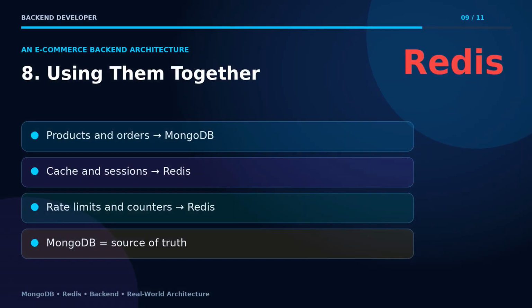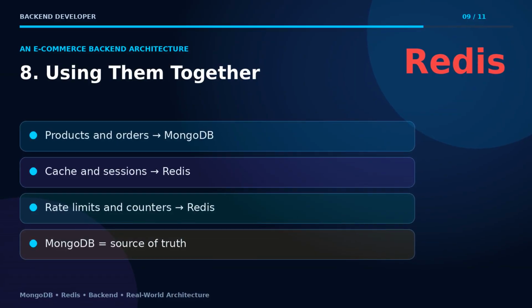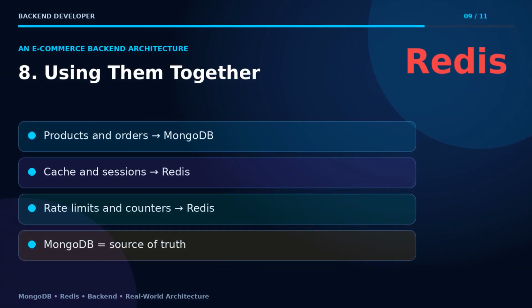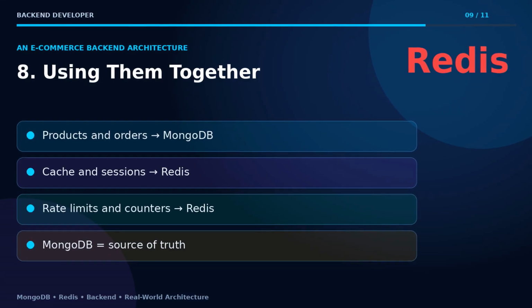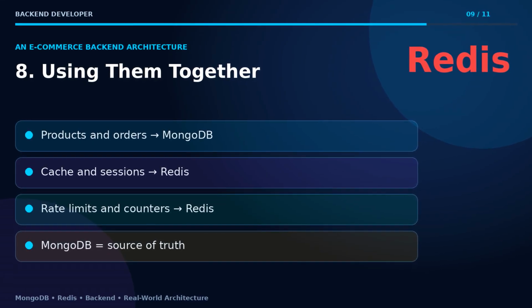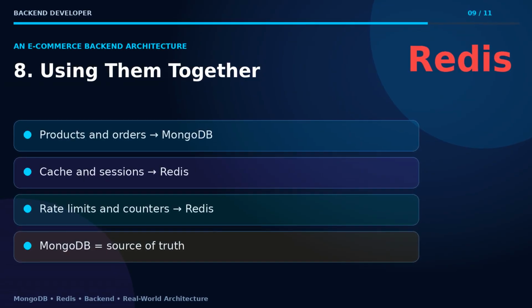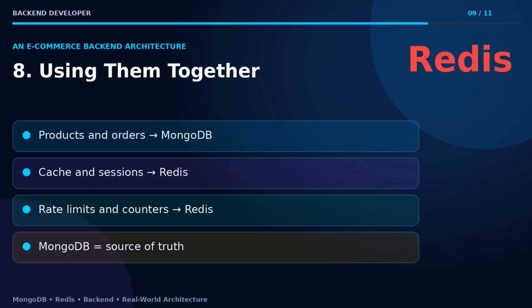Consider a real e-commerce architecture. Products, customers, orders, and payment states can be stored durably in MongoDB. Frequently viewed products are cached in Redis. User sessions are stored in Redis with expiration. API request counters are incremented in Redis for rate limiting. Background work or real-time notifications can use streams. When a cache entry expires, the application reads the current value from MongoDB again. In this model, MongoDB is the source of truth. Redis is the acceleration and temporary state layer. If the cache disappears, the system can rebuild it from MongoDB.